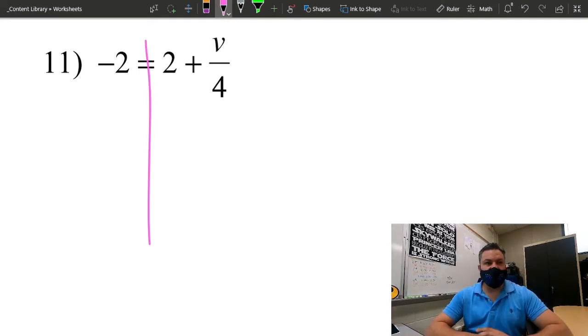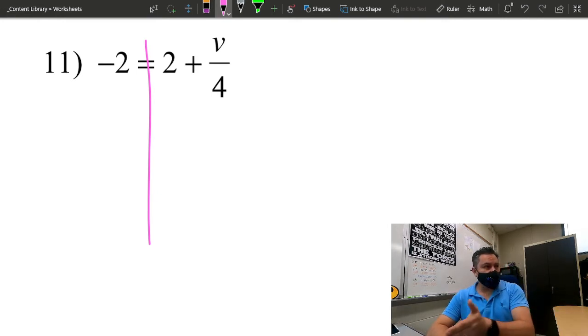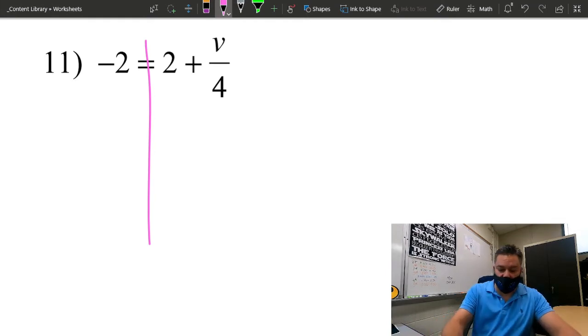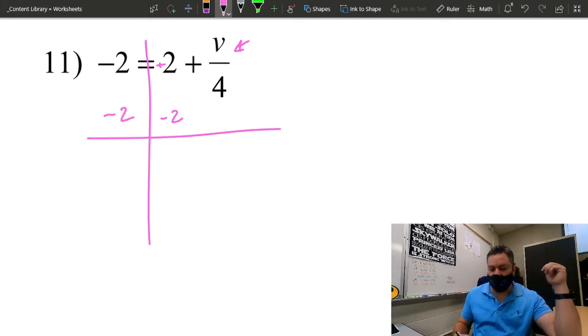What is my first step? We're going to subtract. You're going to subtract the 2 from the right, because my variable is right here. We're working with that side. So we're going to subtract 2 because this is basically a positive 2, a plus 2. And what I do to one side, do to the other. Very good. We're getting this.